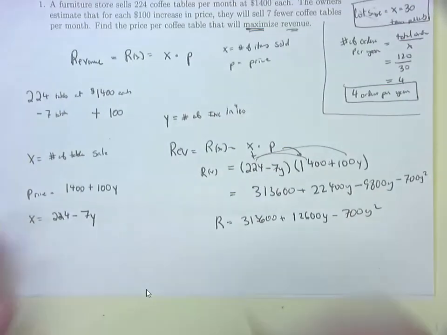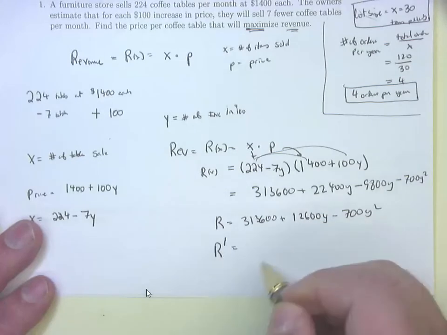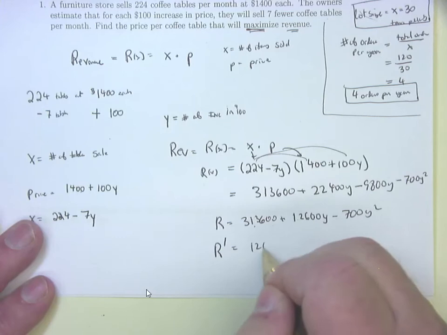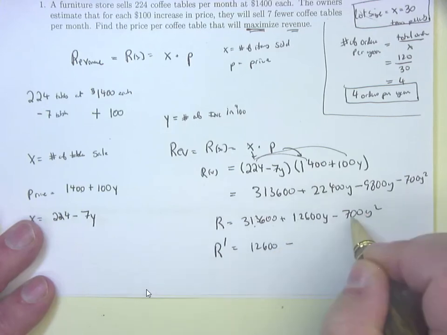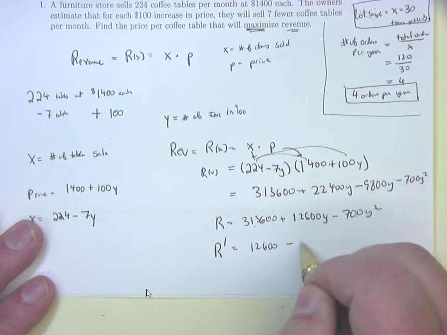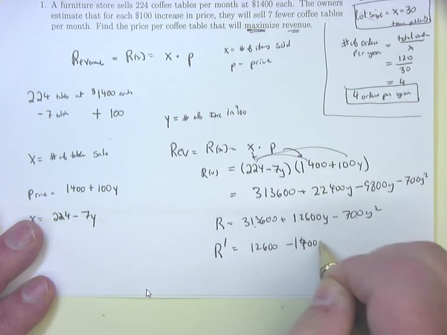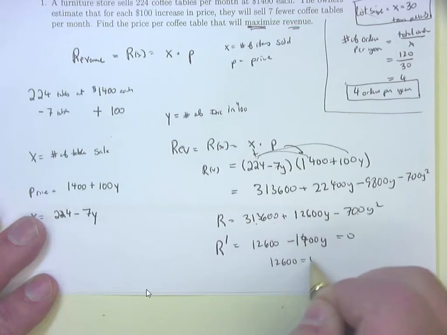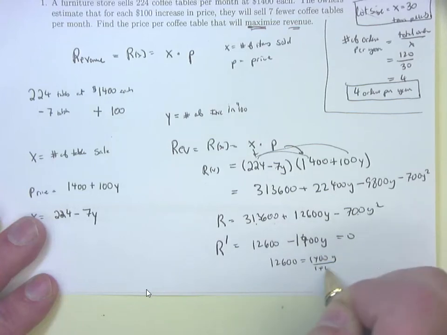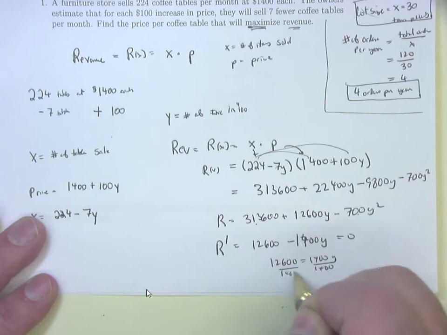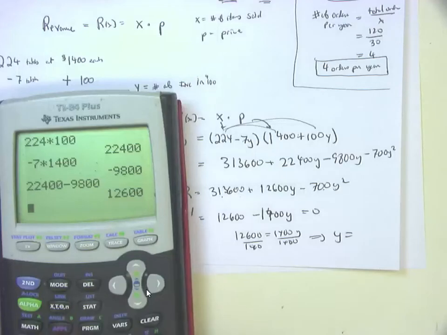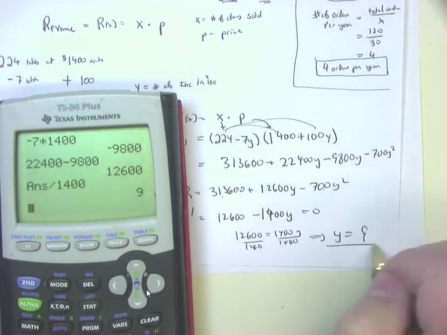Now, how do you maximize or minimize anything? Take the derivative, set it equal to 0, and solve. The derivative of a constant is 0. The derivative of 12,600Y is 12,600, minus the derivative of 700Y squared, which is 1,400Y. Set it equal to 0 and solve. I get 12,600 equals 1,400Y, divided by 1,400 on both sides. And remember, Y is equal to 12,600 divided by 1,400, which is 9.